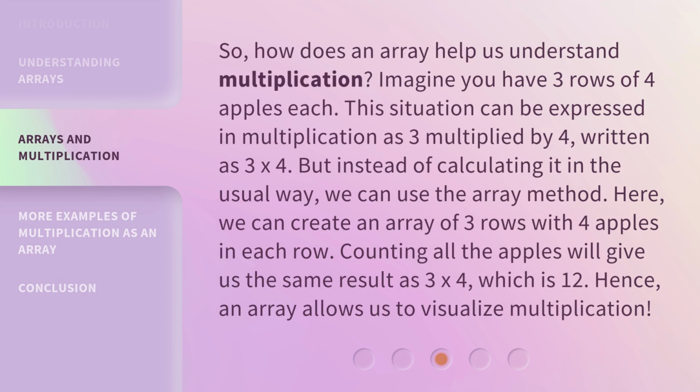So, how does an array help us understand multiplication? Imagine you have 3 rows of 4 apples each. This situation can be expressed in multiplication as 3 multiplied by 4, written as 3 by 4. But instead of calculating it in the usual way, we can use the array method. Here, we can create an array of 3 rows with 4 apples in each row. Counting all the apples will give us the same result as 3 by 4, which is 12. Hence, an array allows us to visualize multiplication.